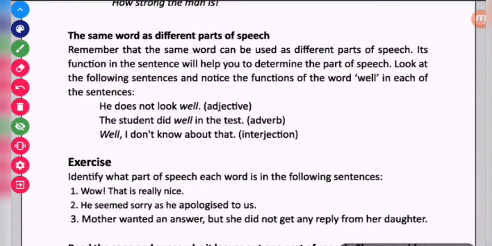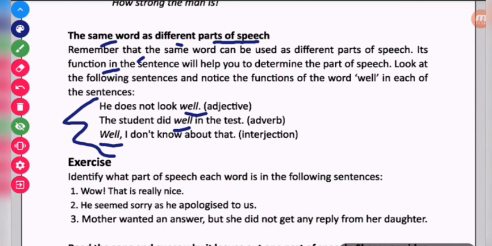Okay, then here we have a note: the same word as different parts of speech. Remember that the same word can be used as different parts of speech. Its function in the sentence will help you to determine the part of speech. Look at the following sentences and notice the functions of the word well in each of them. Here we have three examples, and well will be different parts of speech.